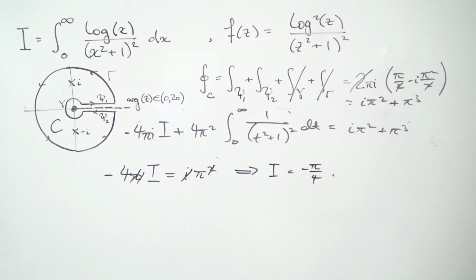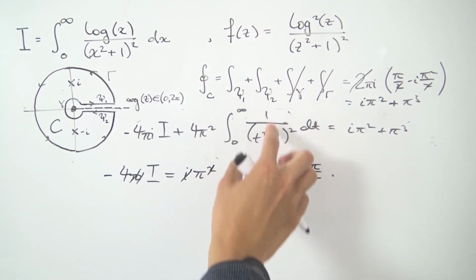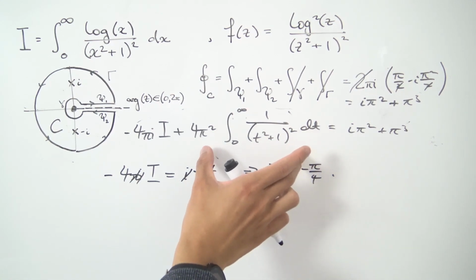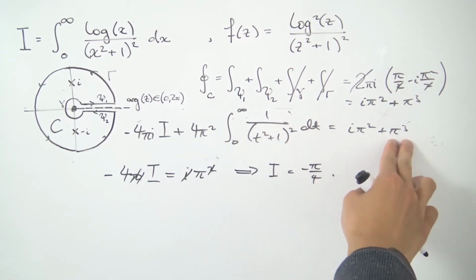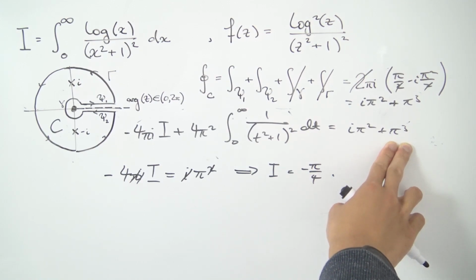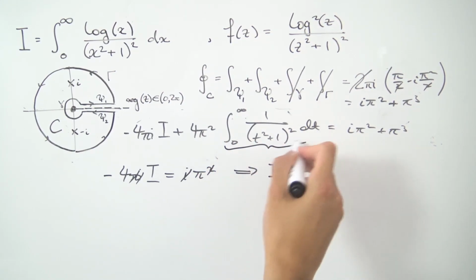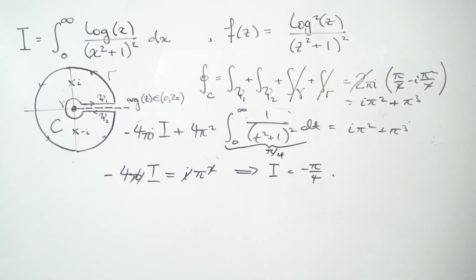And as an extra, we also get for free the integral of 1 over t squared plus 1, the whole thing squared. All you have to do is divide this by 4 pi squared, and that gives you pi on 4. So this integral evaluates to pi on 4. We get two integrals for free by doing this.